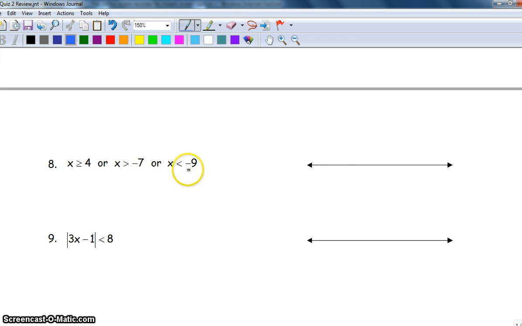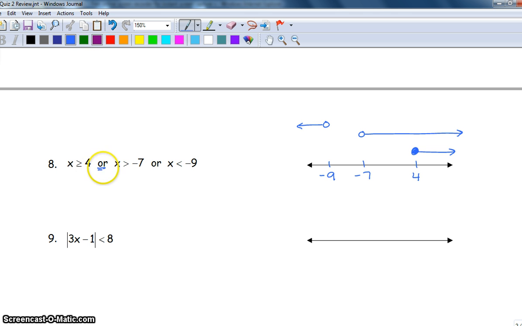So we've got 4, -7, -9. -9 is the smallest. Just make sure that you have them in the correct order. Greater than or equal to 4, that's a closed circle at 4 to the right. Greater than -7, open circle at -7 to the right. And less than -9, open circle at -9 to the left.